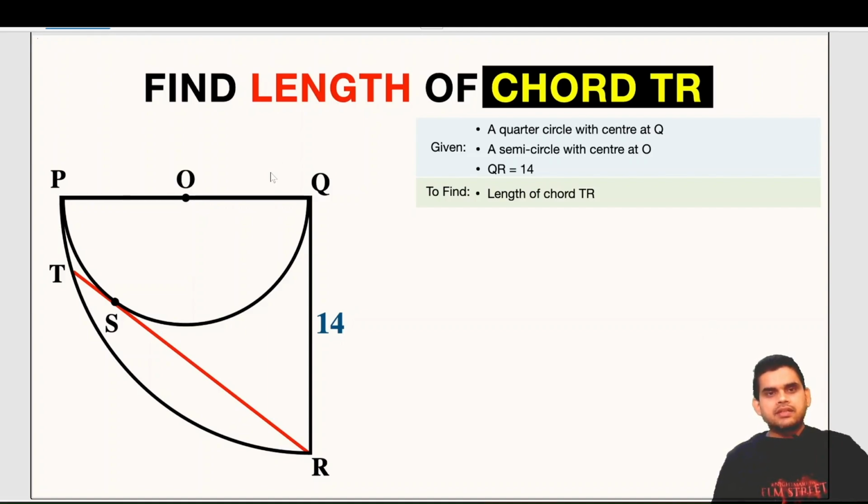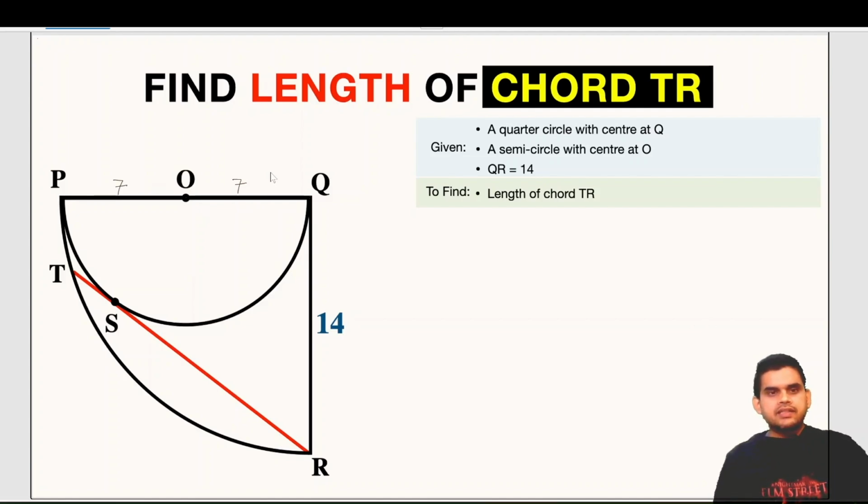Then we have a semicircle with center at point O. We can see here that PQ is the radius of this quarter circle and also the diameter of this semicircle. So PQ will also be equal to 14 units. So we can say that this is 7 units and this is also 7 units.